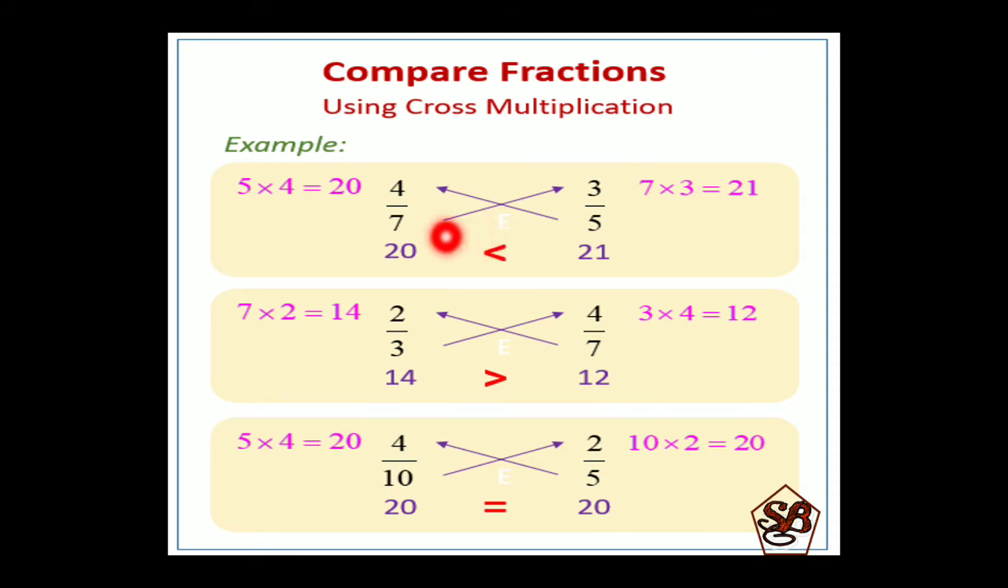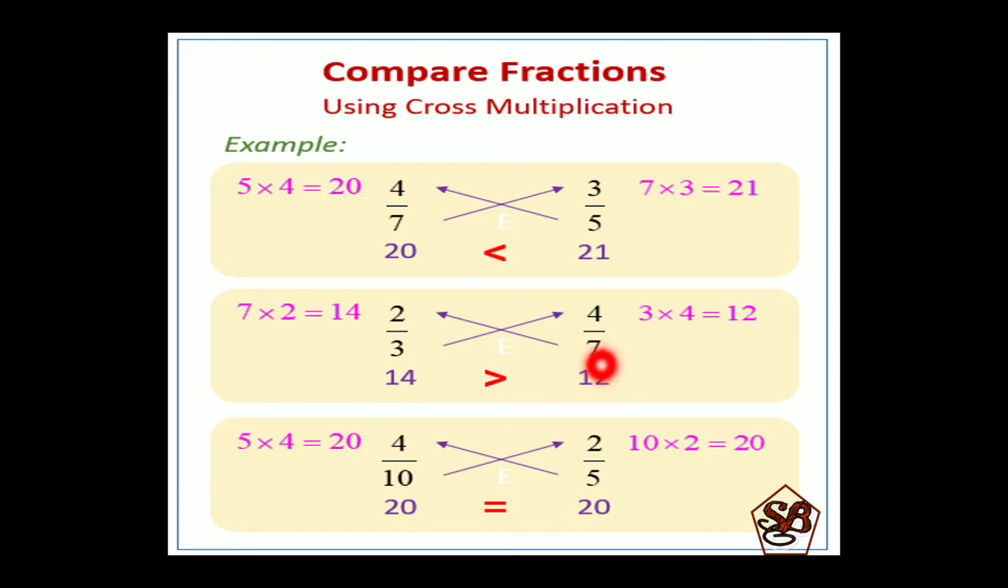We always move from bottom to top. Only then we will get the correct answer. 7 3s are 21. 5 4s are 20. 21 is greater, so 3 by 5 is greater than 4 by 7.